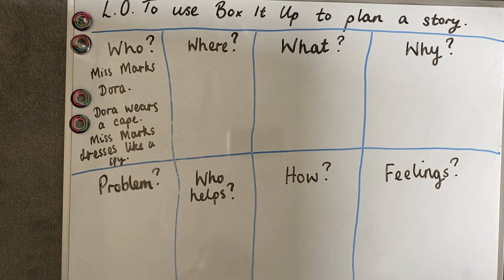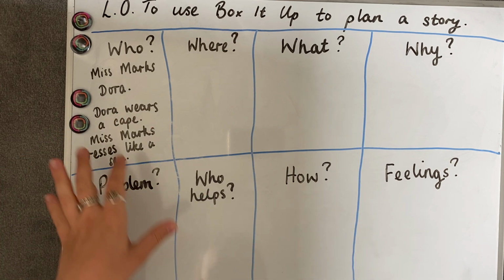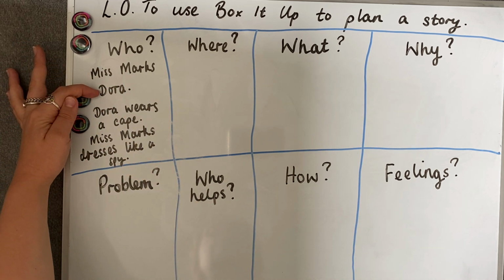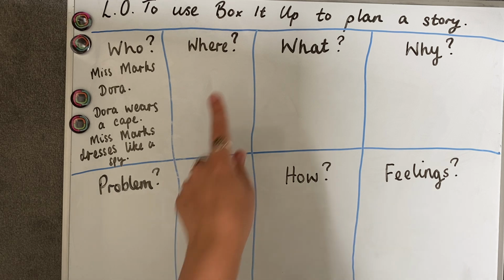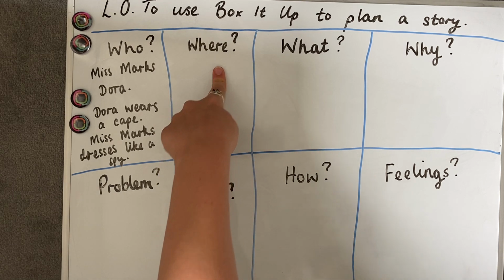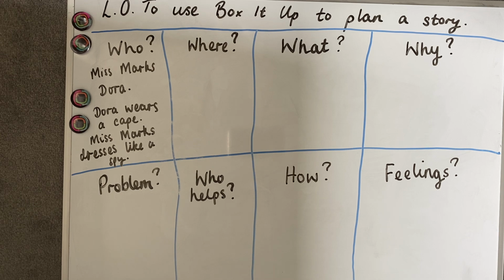Now, when you're doing your writing, I'm sure you could get even more information in this box, okay? I haven't got much room on here. So, my two characters are going to be Miss Marks and her super dog, Dora. Dora is going to be wearing a cape and Miss Marks likes to dress up like a spy. Where are they going to be in the story? So on your document, it says, where are they, the characters in your story? Think about how you could describe this setting.